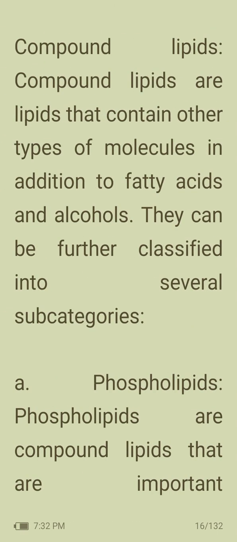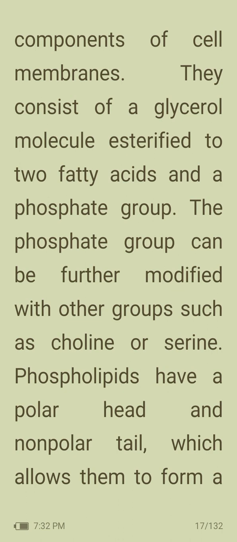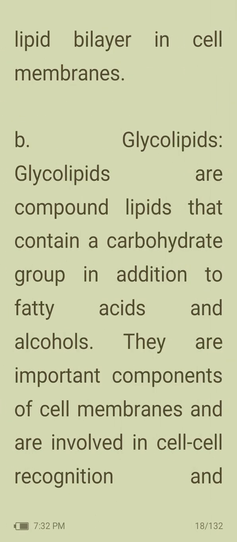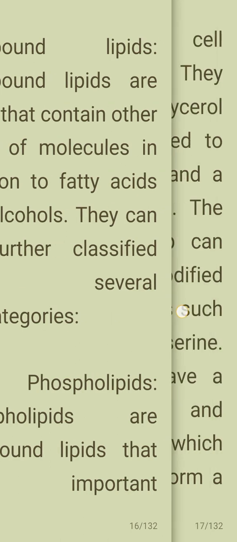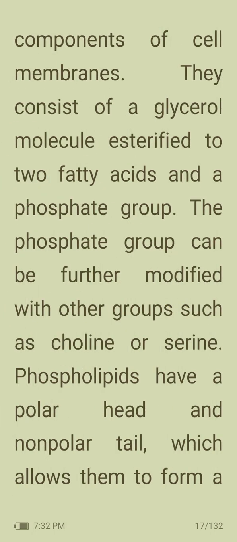Phospholipids are compound lipids that are important components of cell membranes. They consist of a glycerol molecule esterified to two fatty acids and a phosphate group. The phosphate group can be further modified with other groups such as choline or serine. Phospholipids have a polar head and nonpolar tail, which allows them to form a lipid bilayer in cell membranes. Next, glycolipids. There will definitely be a carbohydrate portion, but that is not present in phospholipids, right?